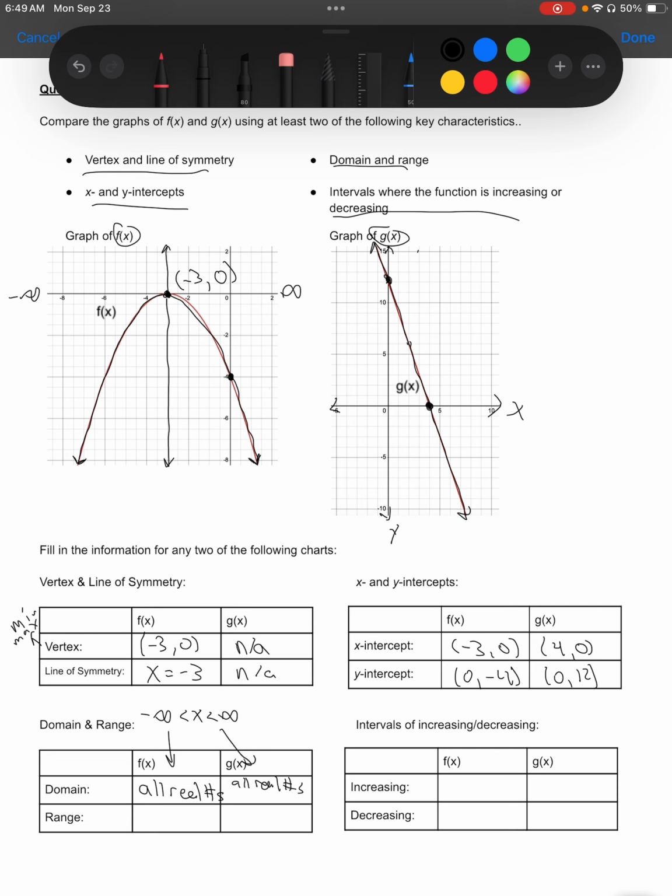For the range, we're looking at how far up and down it goes. So if we're back to looking at f of x, we do see that it goes down forever. That's why we have these arrows here at the end. It does go down forever. But it does not go up forever. We get to this highest point on f of x.